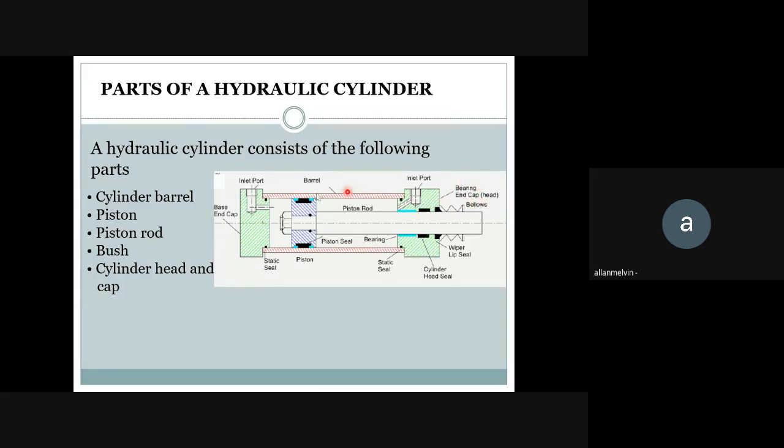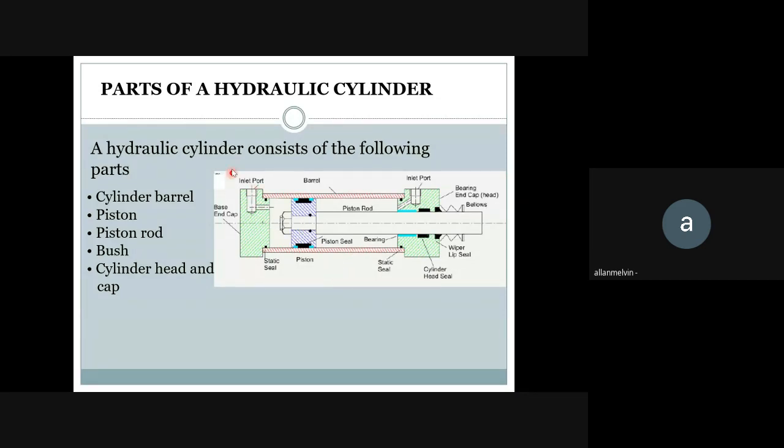Two sides, in the green color. Then we have the main ring piston, which covers both sides, and a rod in between. Then you also have a bush, to smoothen the movement and to cover. Then you have seals. We have various seals, and their function is to make sure there is no leakage.